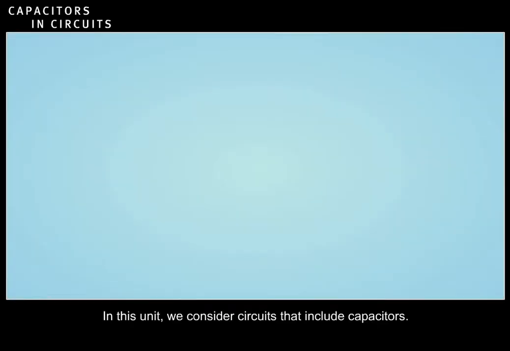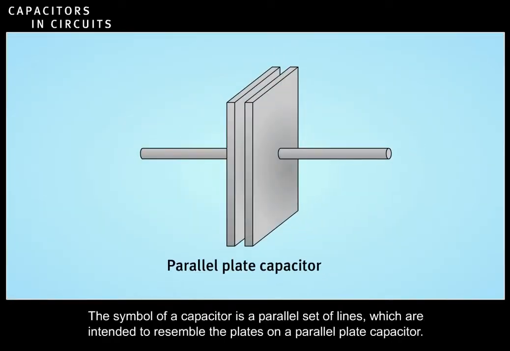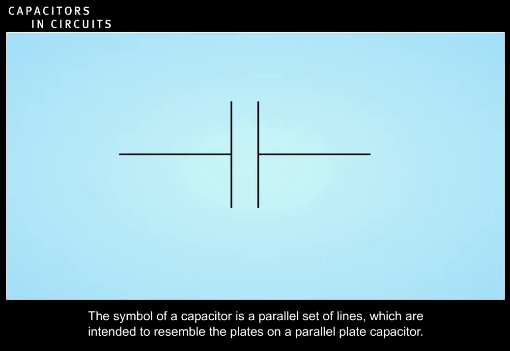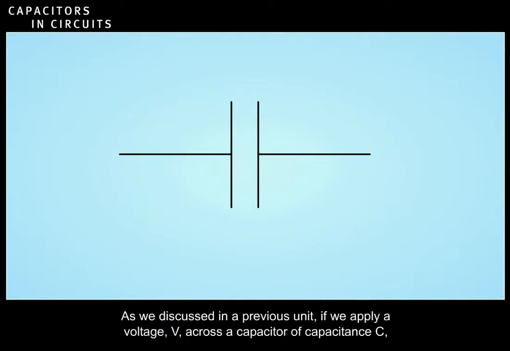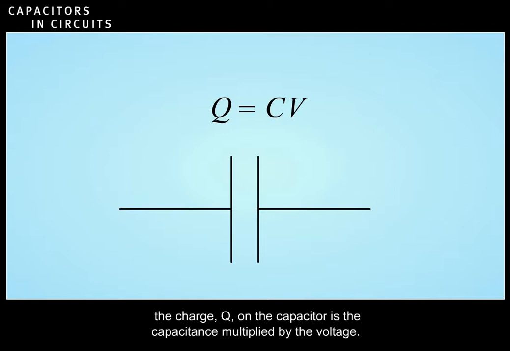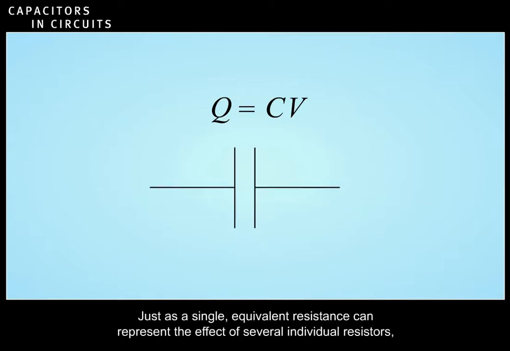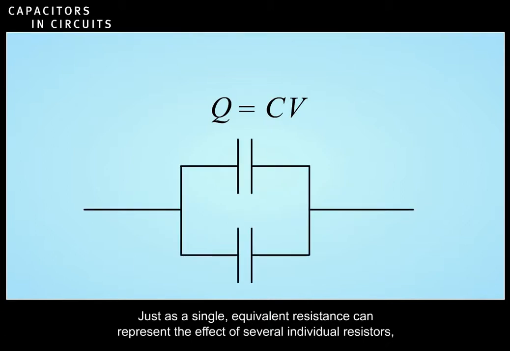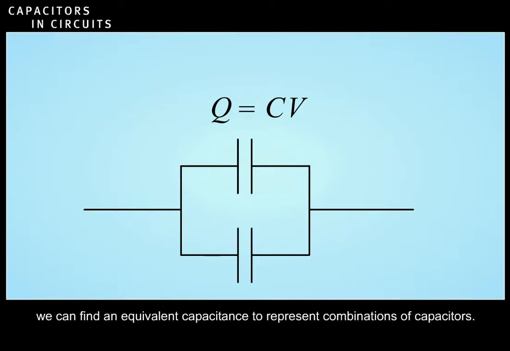In this unit, we consider circuits that include capacitors. The symbol of a capacitor is a parallel set of lines, which are intended to resemble the plates on a parallel plate capacitor. As we discussed in a previous unit, if we apply a voltage V across a capacitor of capacitance C, the charge Q on the capacitor is the capacitance multiplied by the voltage. Just as a single equivalent resistance can represent the effect of several individual resistors, we can find an equivalent capacitance to represent combinations of capacitors.